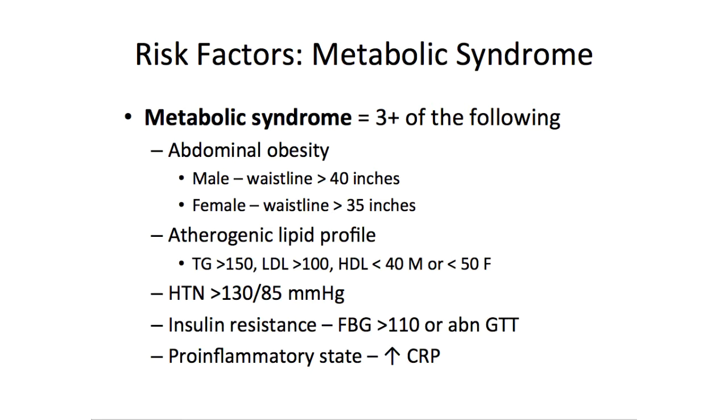The combination of the aforementioned conditions is referred to as the metabolic syndrome. This syndrome is defined as 3 or more of the following: abdominal obesity, an atherogenic lipid profile, hypertension, insulin resistance, or a pro-inflammatory state.